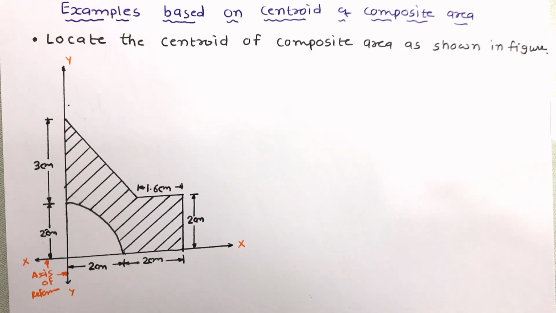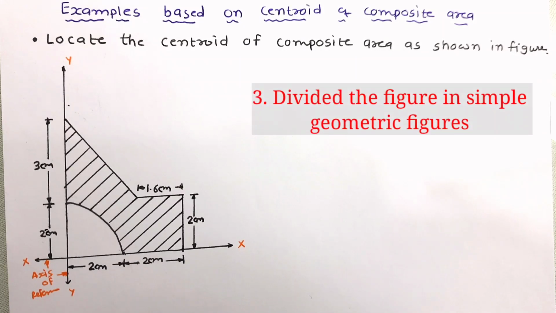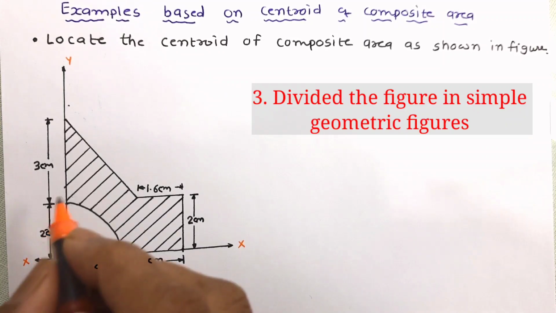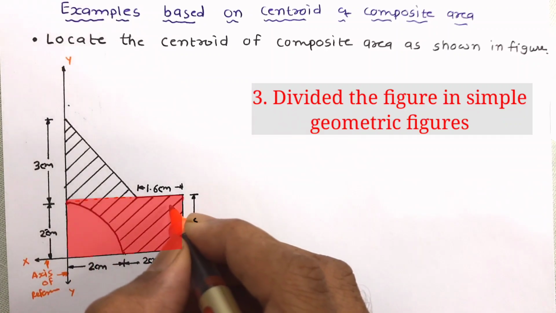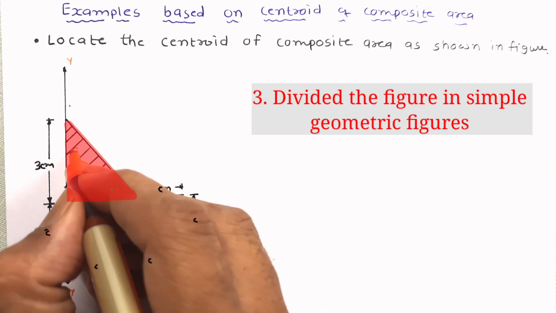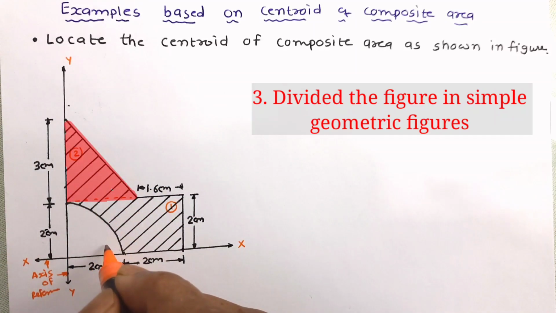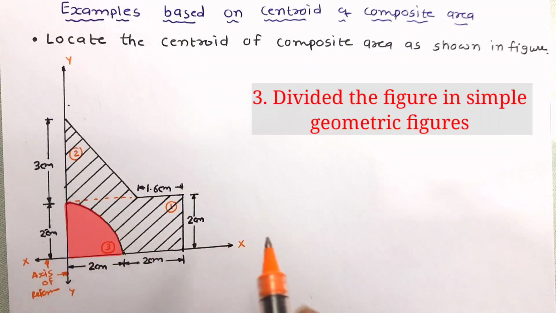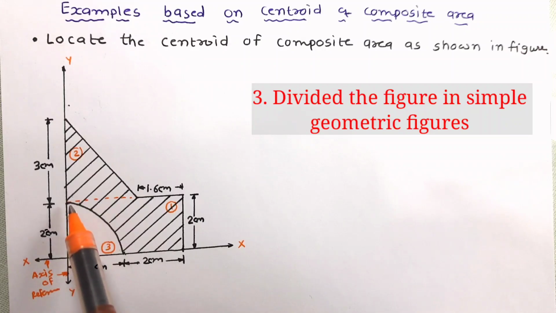Now the third step is to divide the figure into simple geometric shapes. Looking at the figure, we can take this rectangle as the first figure, the triangle as the second figure, and third is this quarter circle. So this complex figure is divided into three different figures. One, this rectangle, two, this triangle, and three, this quarter circle.